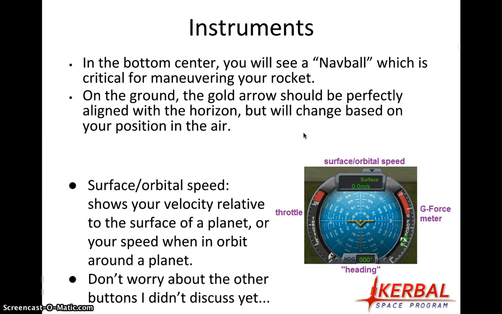All right, last thing from instruments, your navball, which is critical for moving your rocket on the ground. The gold arrow should be perfectly aligned with the horizon, but will change based on your position in the air. Your surface orbit speed shows your velocity relative to the surface of a planet or your speed when in orbit around a planet. Don't worry about the other buttons I didn't discuss yet. We'll get back to those.